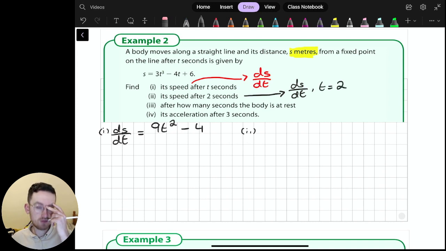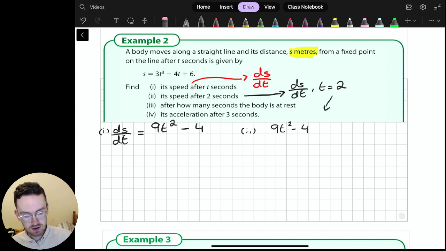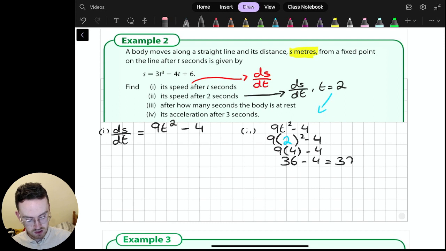Generally if we're looking for a particular value of t, we sub that in. So I'm going to rewrite ds/dt here, and sub in t is equal to 2. I'll use a different color so we can make it clear. Subbing in for that value of t, we get 9 by 4 minus 4, 36 minus 4, which is 32. And if we want to check, we're looking at speed, so it's meters per second, from the question.